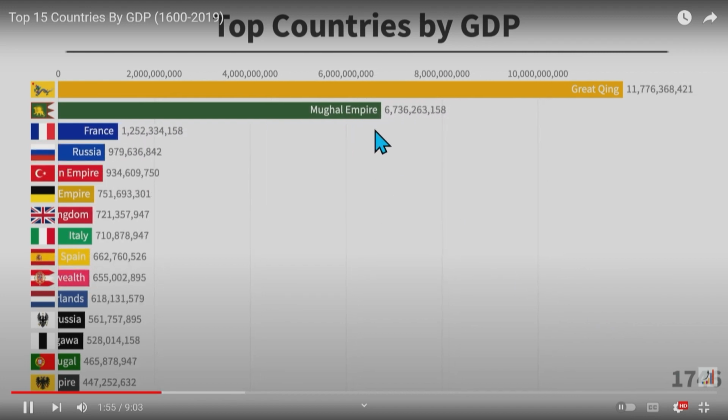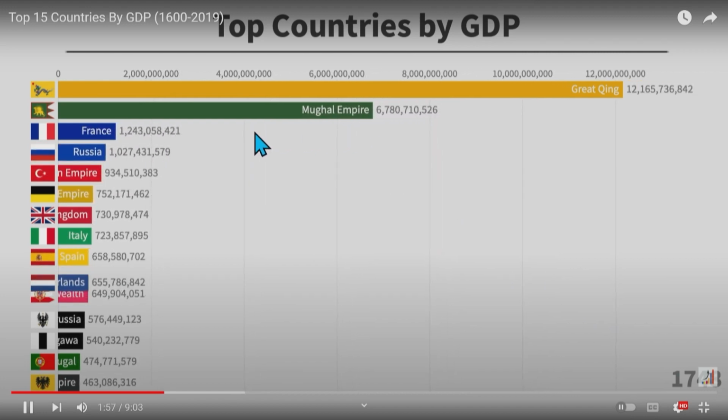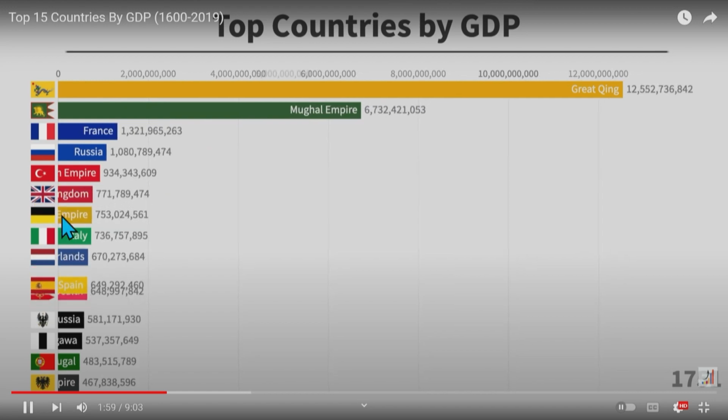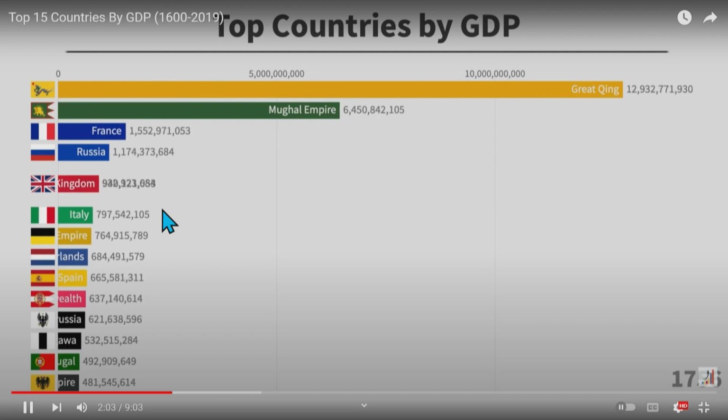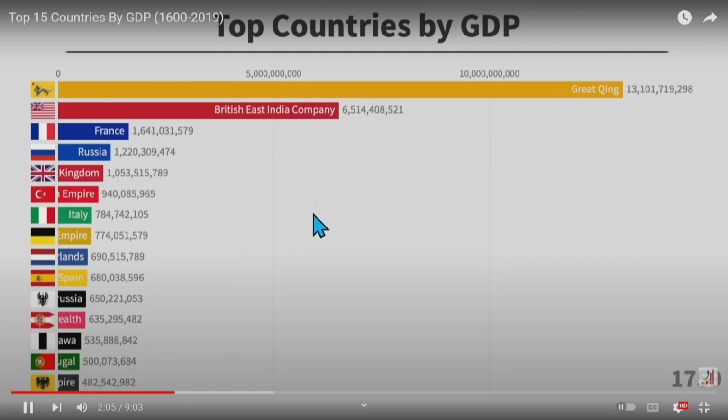Becoming poorer still. What is happening to India? And England is getting richer. Oh, look what happened. Okay, India drops out, and it is now the British East India Company. This is when England took over India. They conquered India. Okay, they ruled India, basically.